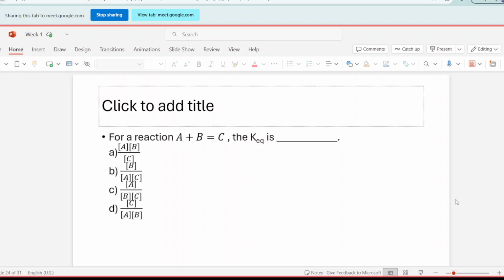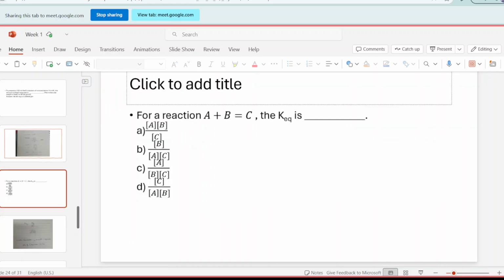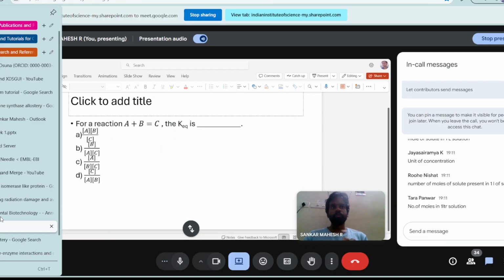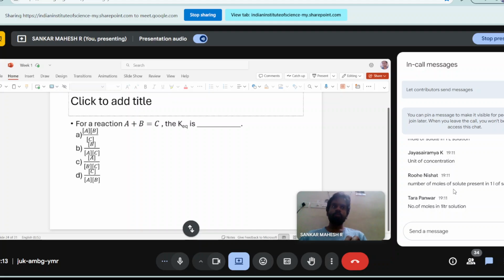Next question is for a reaction A plus B equals C. Now the equal can be considered as a reversible reaction here. What is the K equilibrium? And 4 different options are given here. So can anyone tell me what K equilibrium is before we go to the right answer for this question? Can anyone tell me what K equilibrium is? You can unmute and tell me.